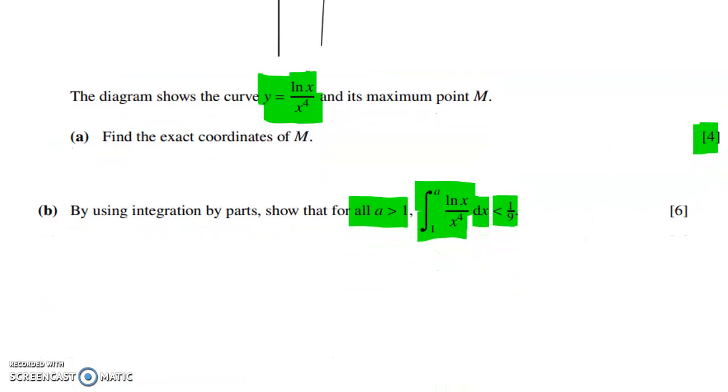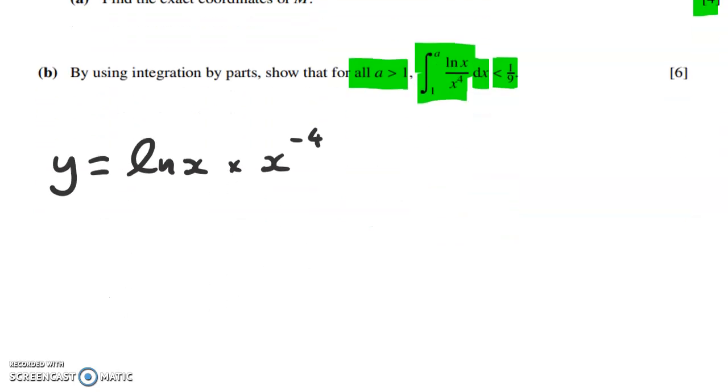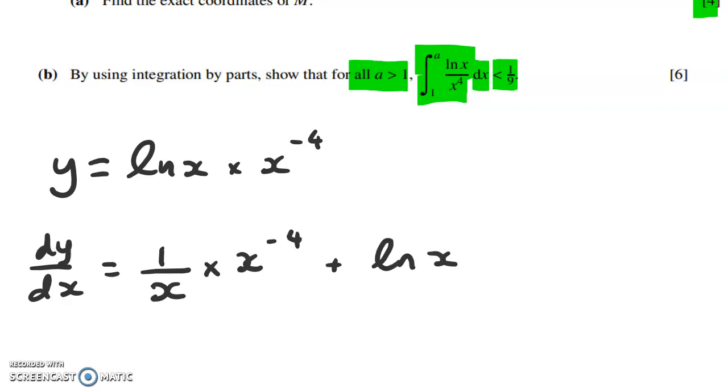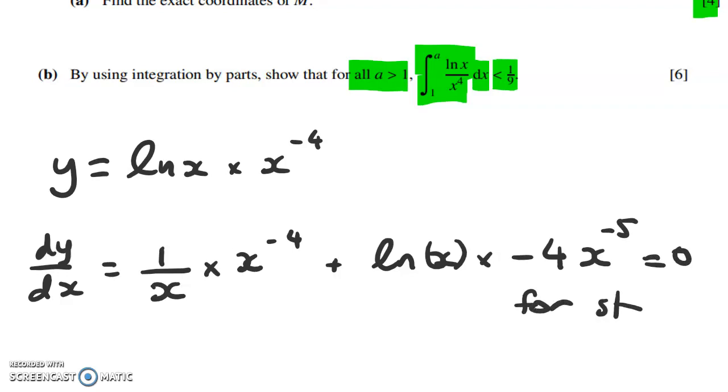Okay, so to find point M, we've got y is equal to the natural log of x times x to the negative 4. dy by dx is equal to u dash v, so 1 over x times x to the negative 4 plus the natural log of x times negative 4x to the negative 5, and that equals 0 for a stationary point.